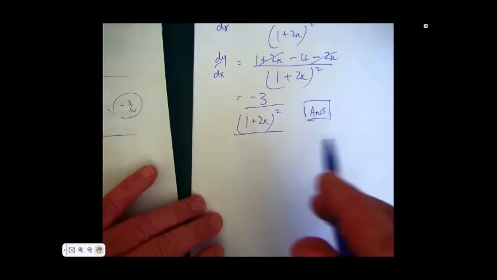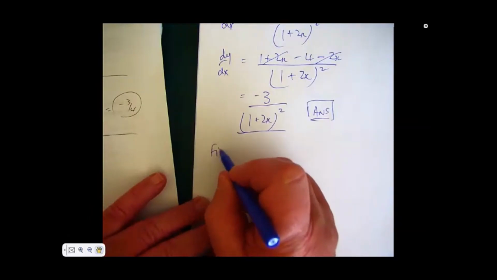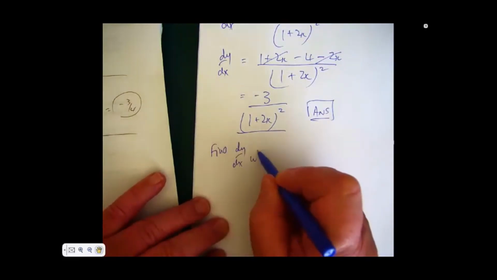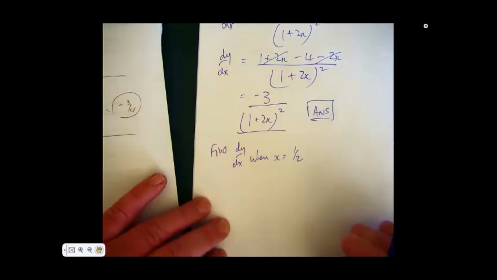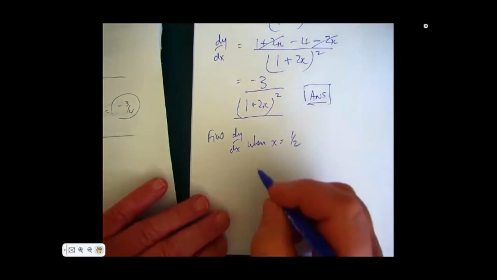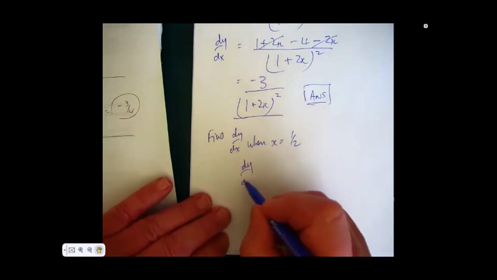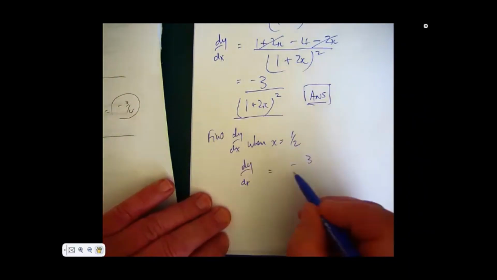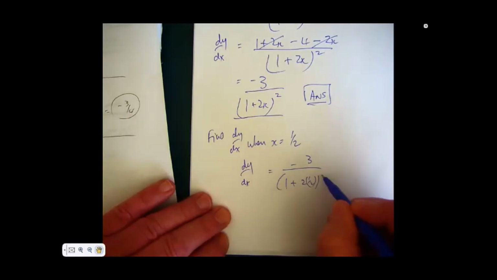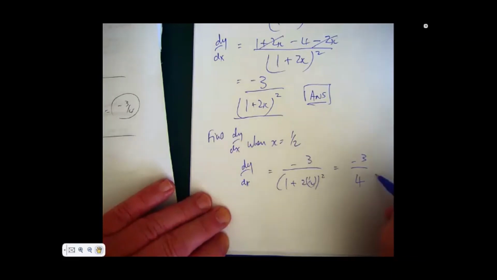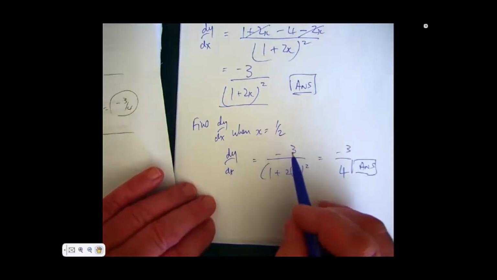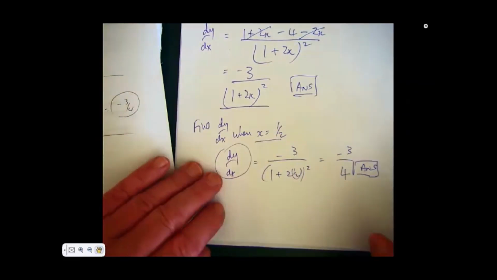Now let's use this. The examiner then says, okay, can you find dy dx when x equals 1/2? And you say, yes, we can do that. So the solution now becomes dy dx will now equal negative 3 over (1 plus 2 times 1/2) squared, which is going to be 1, 2, 2 2's are 4, which will give you minus 3/4 there. In case he wanted you to put the number in. So when x equals 1/2, the differentiated form will give you negative 3/4, and that's the quotient rule.